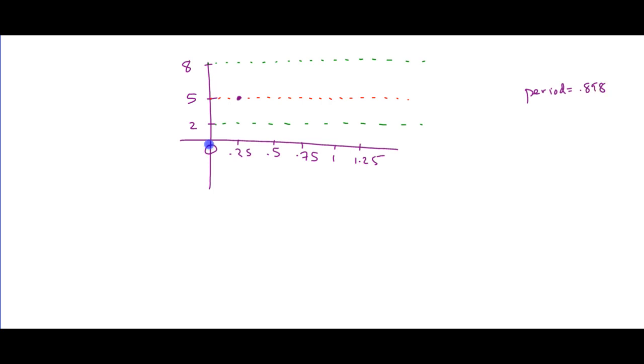Now, how many parts do we divide the period into? 4 parts, right? So how big is each part? We're going to take 0.898 divided by 4, right? Which is about 0.2 and a little bit. Okay, 0.224. So we've got 0.25, and 0.224 is going to take us to about 0.47, almost at about 0.5. We're going to reach the maximum, right?